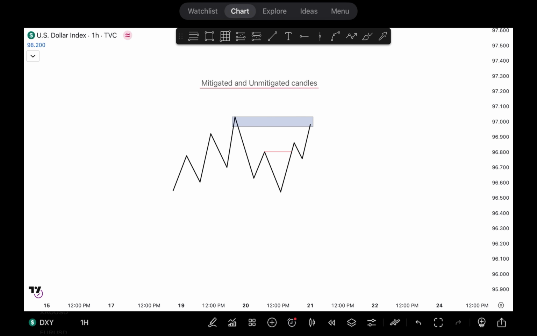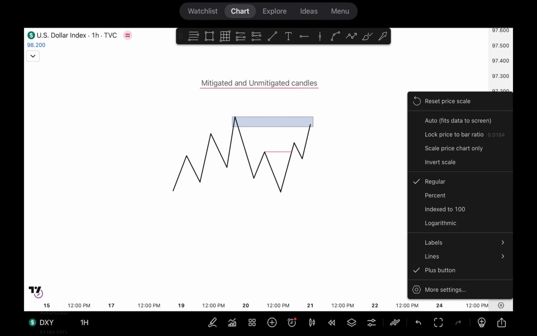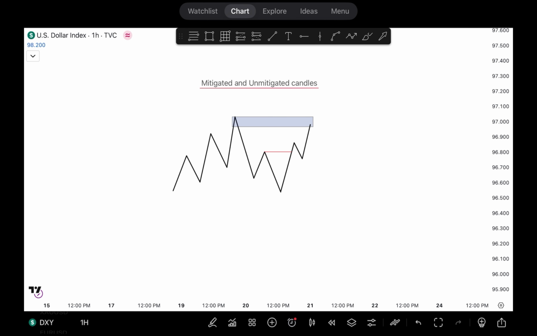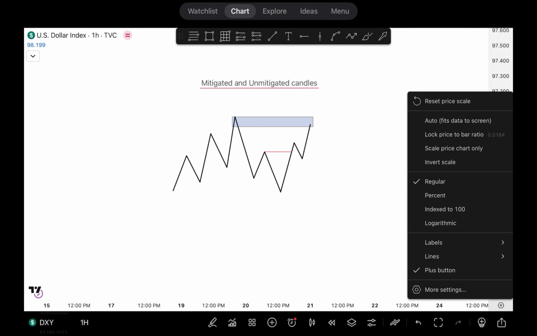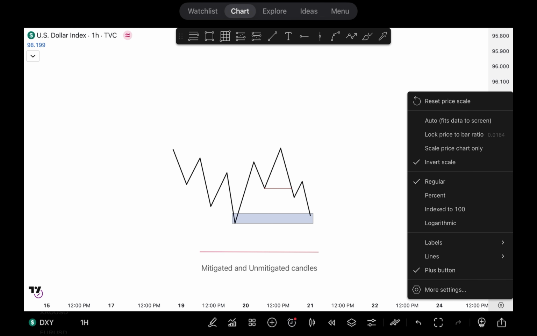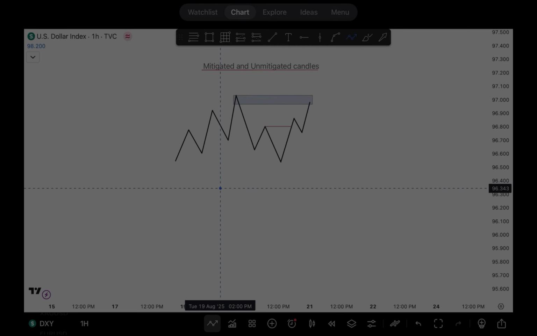And the reverse is the case when the candle is bearish. Let me try to inverse the chart so you can easily see. Yeah, this is for the bullish scenario of a mitigated and unmitigated candle. I'm very sure we understand because it's quite easy and straightforward. So let's go straight into the main reason for this video.